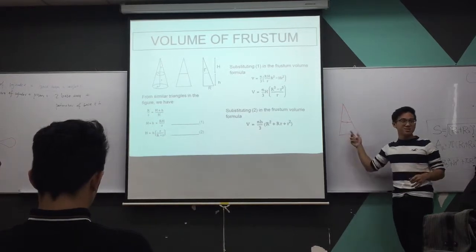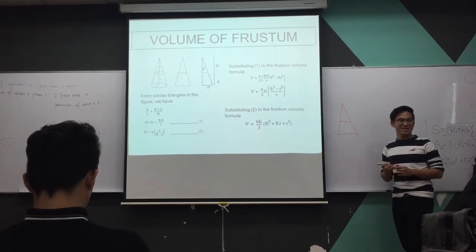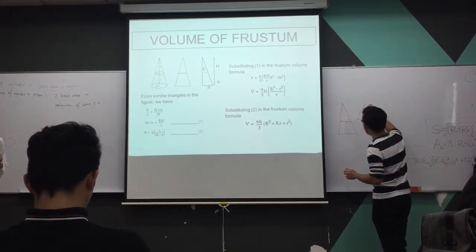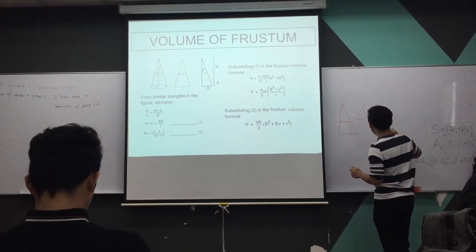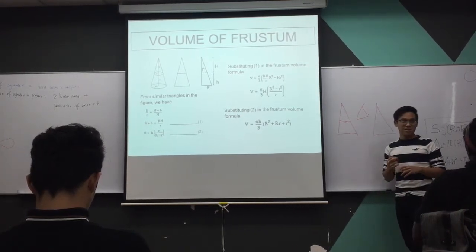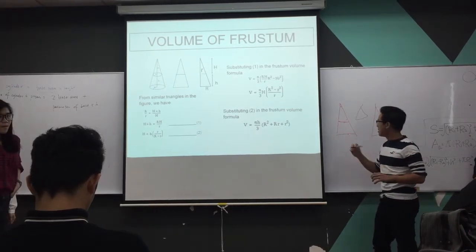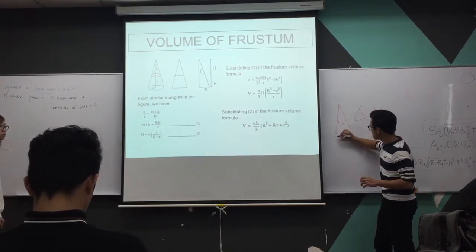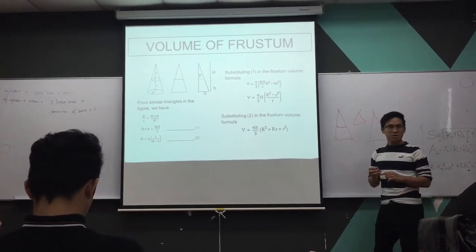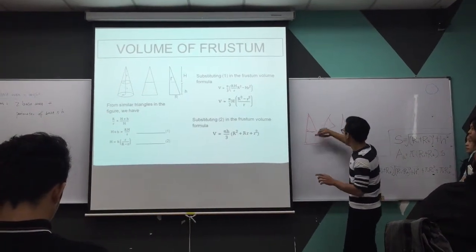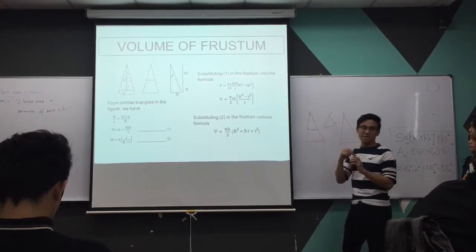So how many triangles do you see in this figure? Two, right? The small one and the big one. These two triangles are similar because they share the same angle, and these two lines are parallel. So these two angles are the same, and these two angles are the same. So these two triangles, the small one and the big one, are similar.